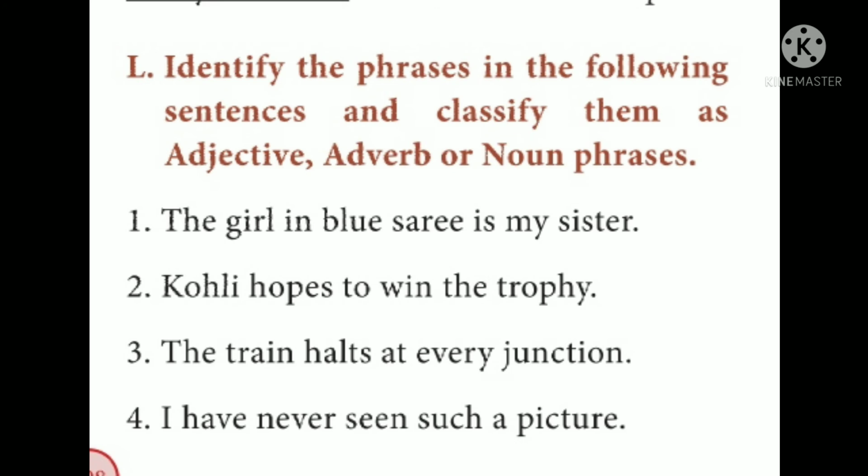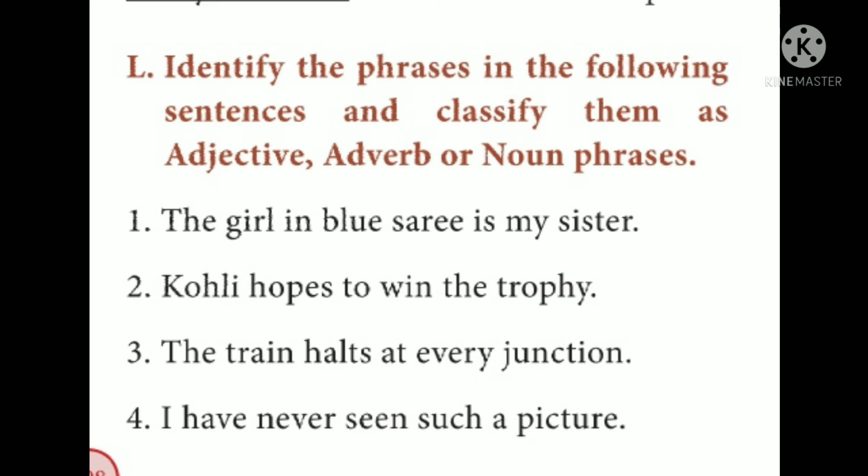Next one: The train halts at every junction. Here you can underline the word "every." Every denotes the time. That is an adverb of manner or time, as it stands with "halts at the junction." Next one: I have never seen such a picture. It is also an adverb, that is "never." Never is an adverb. So in the bracket you can write adverb phrase.